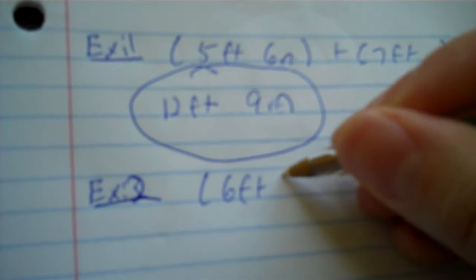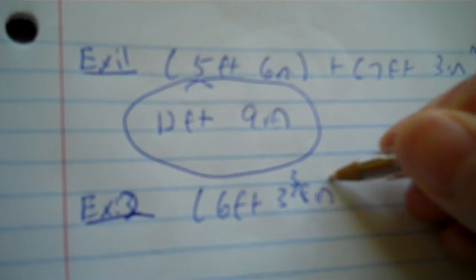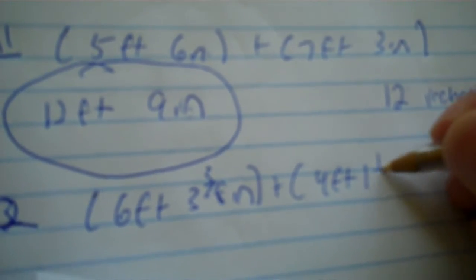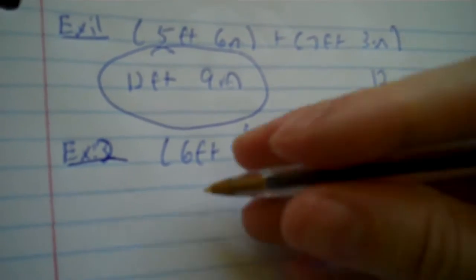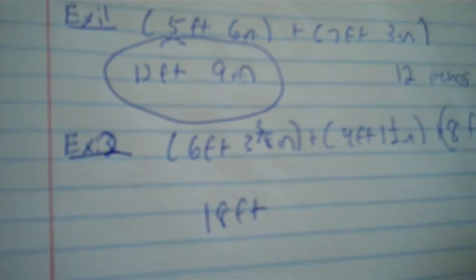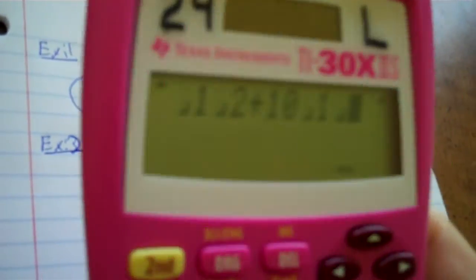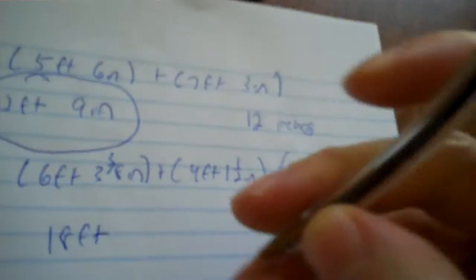We have 6 feet 3 3/8 inches plus 4 feet 1 1/2 inches plus 8 feet 10 1/2 inches. So I go 6 plus 4, that's 10, plus 8 is 18 feet. Then I add my inches together. I take 3 3/8 plus 1 1/2 plus 10 1/2. That's 15 3/8 inches.